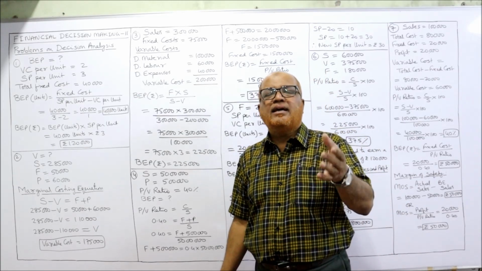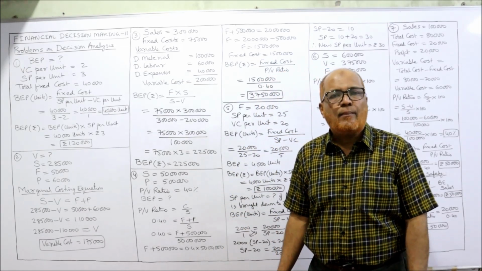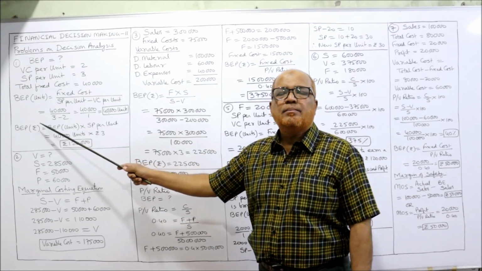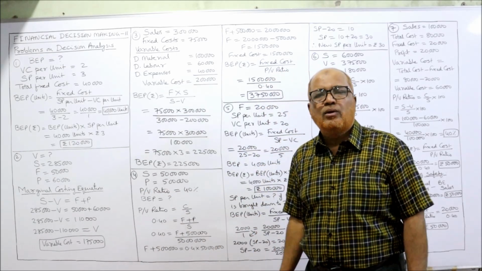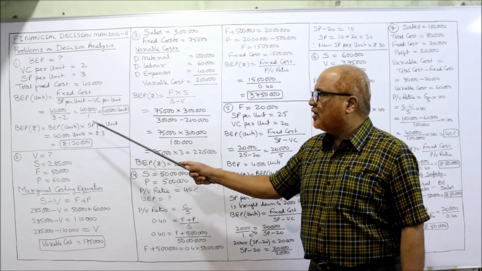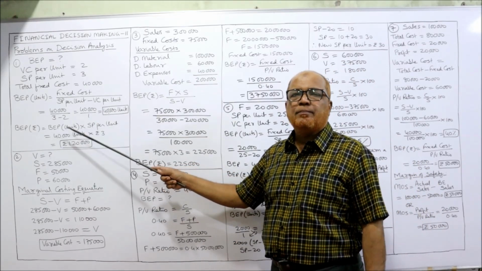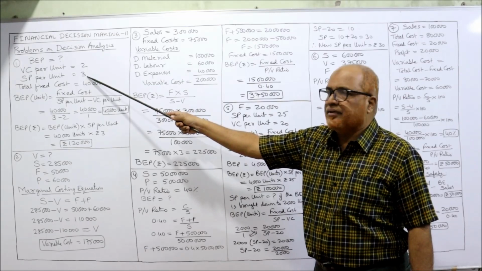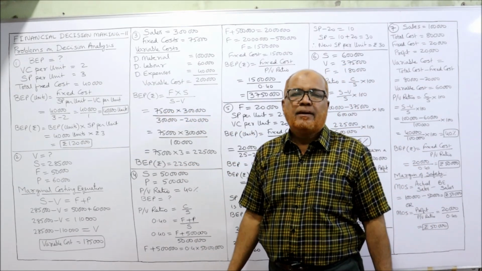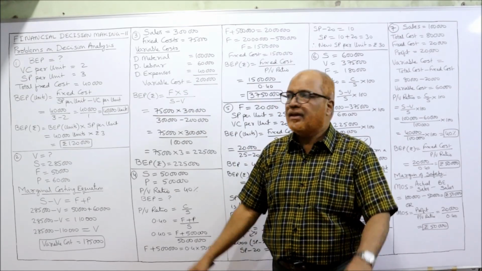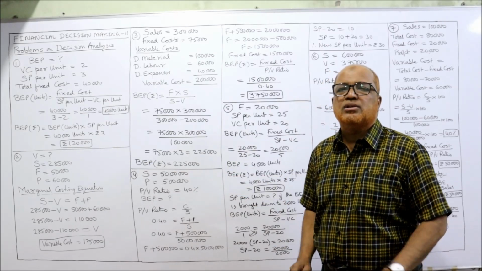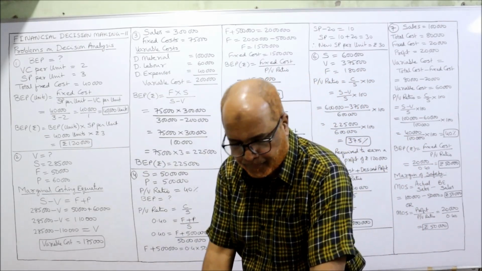BEP can be calculated either in units or in amount, rupees. So if you want BEP in rupees, simply multiply BEP in units with selling price per unit. So BEP in units, we got 40,000, and selling price per unit is given in the problem as 3 rupees. So 40,000 into 3, 1,20,000 is the BEP. So BEP in units, it is 40,000. BEP in rupees, it is 1,20,000. That's all. This is the first problem.